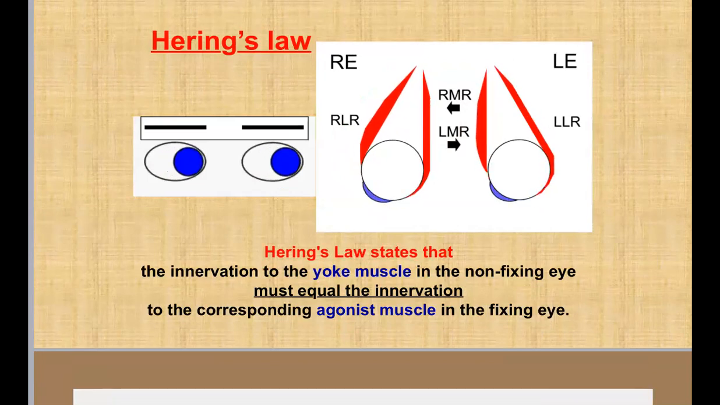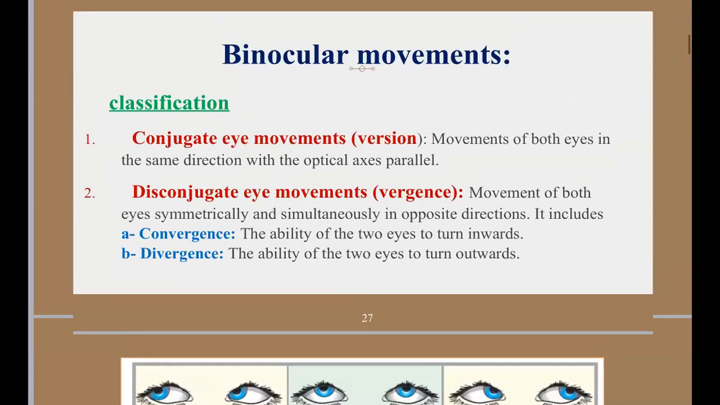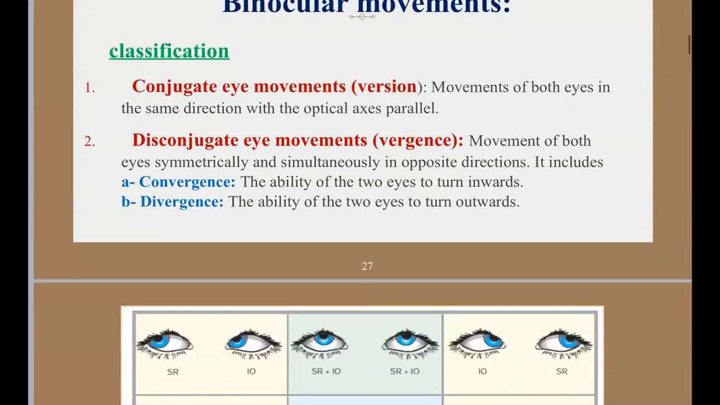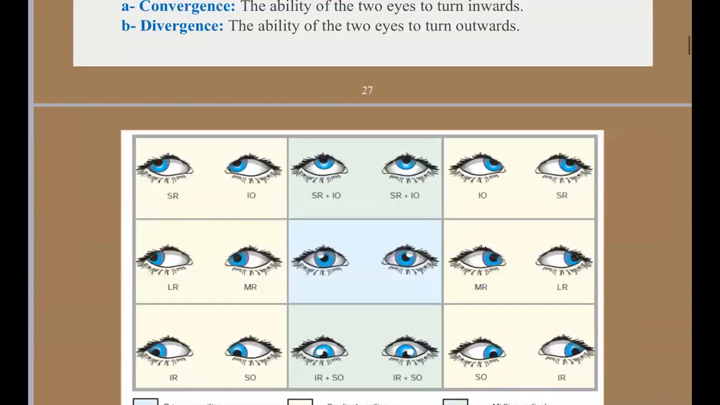Also Hering's law here: you can see that both eyes are moving to the left. For the binocular movement, I have conjugate movement, as I told you, which are called versions. So conjugate movement is when both eyes are looking upward, downward, upward and right, downward and right, upward and left, downward and left, to the left or to the right. Both eyes are working in the same direction. This is called conjugate eye movement.